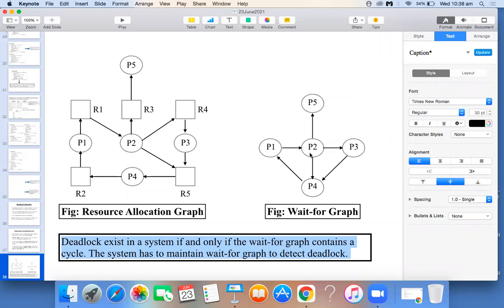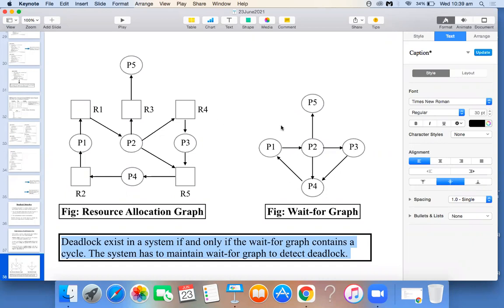Do we have any cycle formation in our wait for graph? Can anybody tell? Yes, correct. P1 to P2, P2 to P4, P4 to P1, there is a cycle. Similarly, P2 to P3, P3 to P4, P4 to P1, P1 to P2, correct? So this is one more cycle. Since there is a cycle formation in the wait for graph, we can easily say that our system has detected a deadlock. Clear with this?